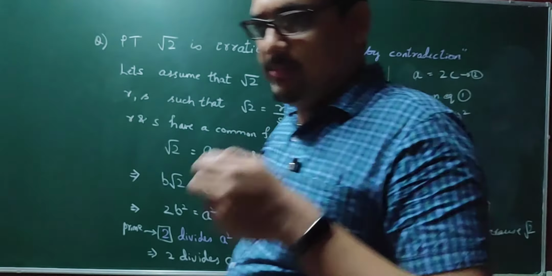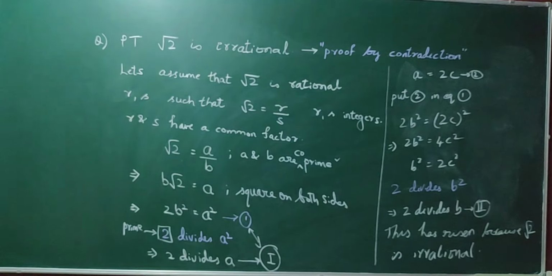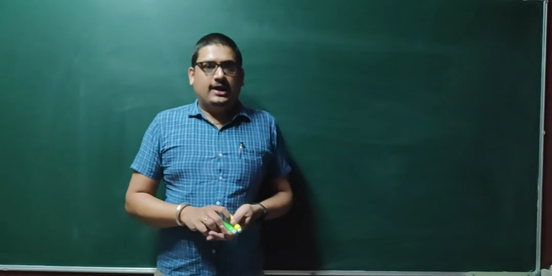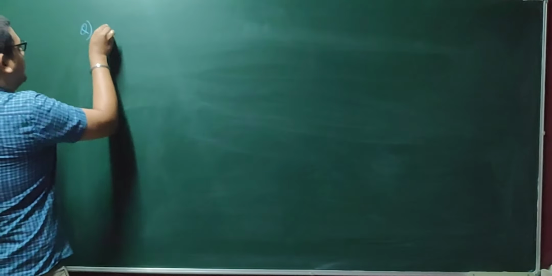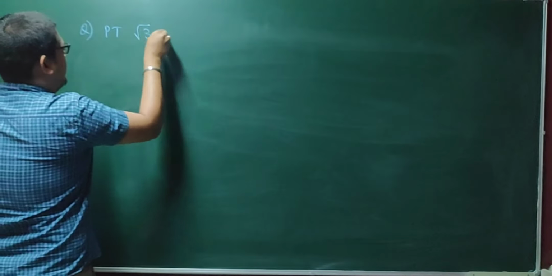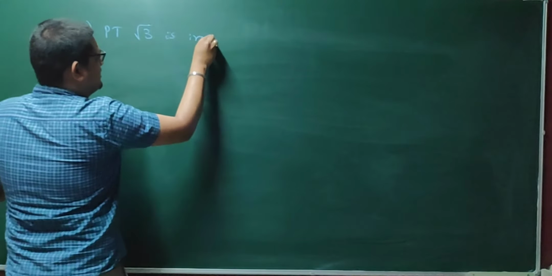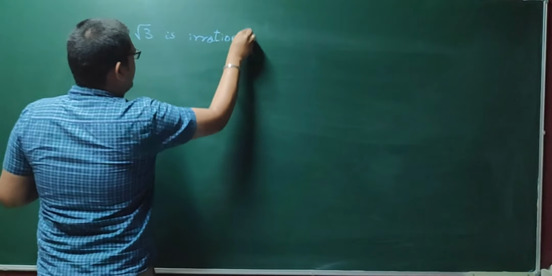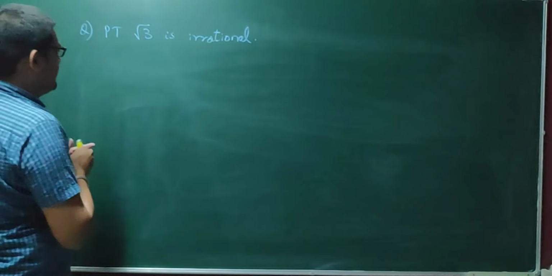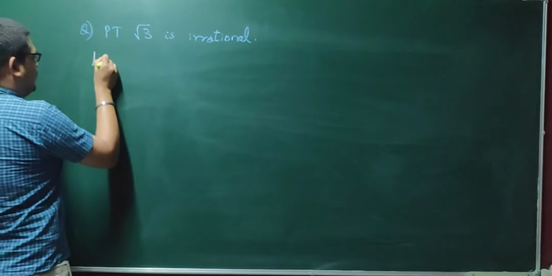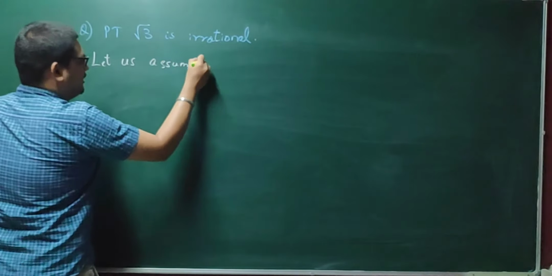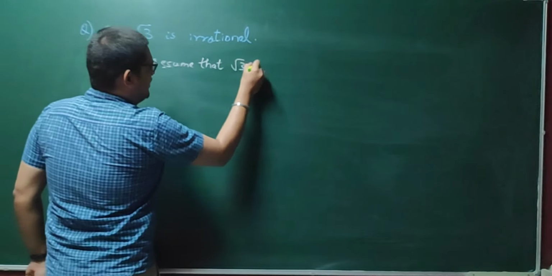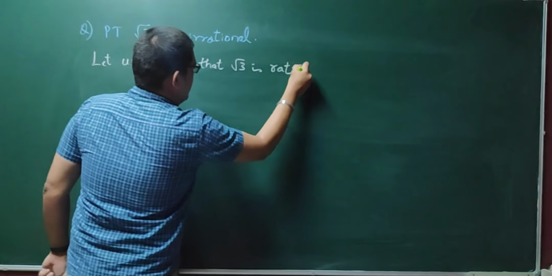We will do one more problem on this also. Yes, let us take one more question of the same type. Prove that root 3 is irrational. So, what is the statement that I should write first? Let us assume that root 3 is rational.